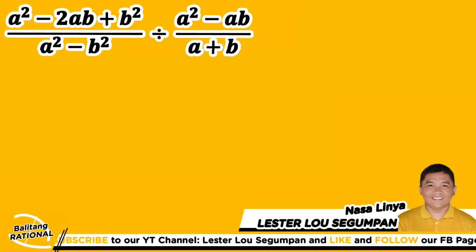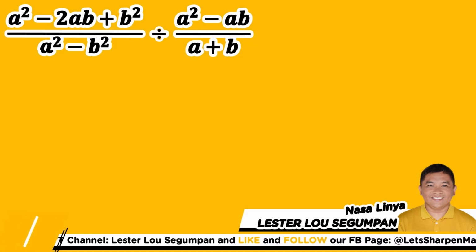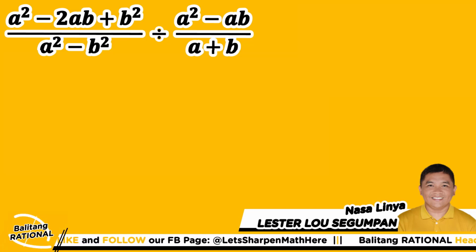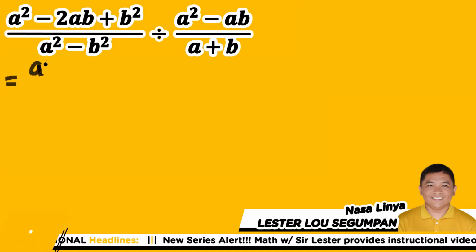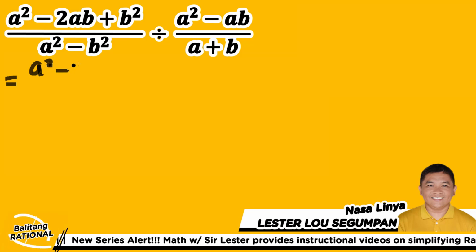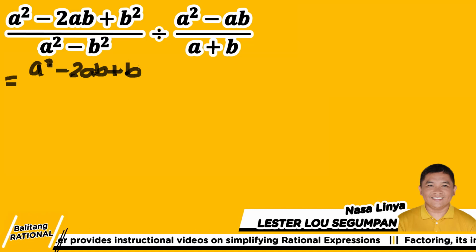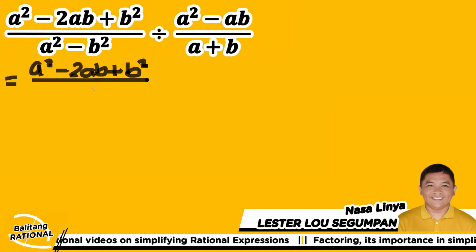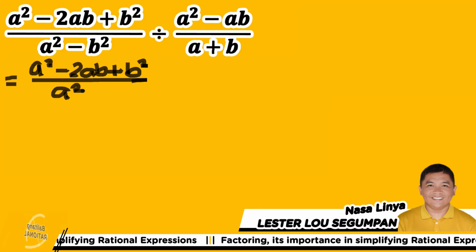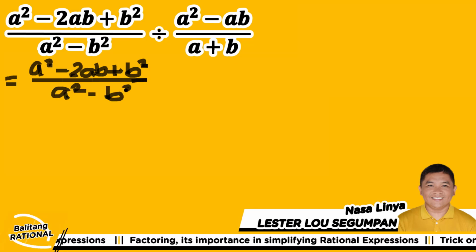But first, let us try to use the keep change flip method, the method of converting the division into an equivalent process of multiplication. Yung keep change flip method po natin, ibig sabihin nun, yung ating dividend will stay as it is. That's why it's called keep. So you have a squared minus 2ab at saka you will have your b squared pa rin dito. And your denominator is still a squared minus b squared. So we have kept the first rational expression or our dividend.